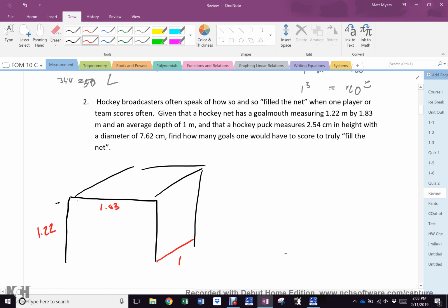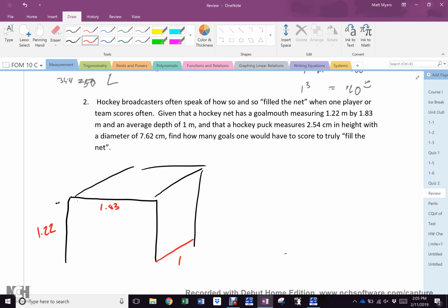Now, I'm going to fill this net with pucks, yes? As soon as I say fill, what do you automatically do without thinking? You say volume, yes? I say fill, you say volume. Volume. Okay, just like if we were rap stars.